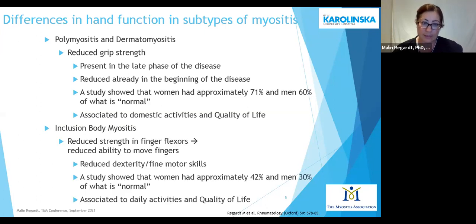In inclusion body myositis, reduced strength in the finger flexors is common. It could also lead to reduced ability to move the fingers because the muscle strength isn't enough to move them. Also the dexterity and fine motor skills are reduced. We made a similar kind of study that showed that women had approximately 42% of what is normal and men approximately 30%. And the reduced grip strength was associated with daily activities and also here quality of life.